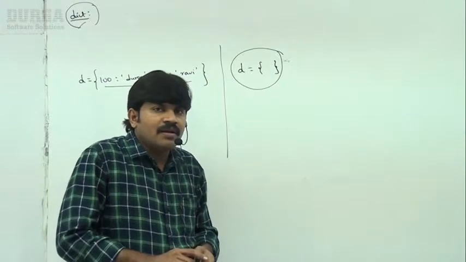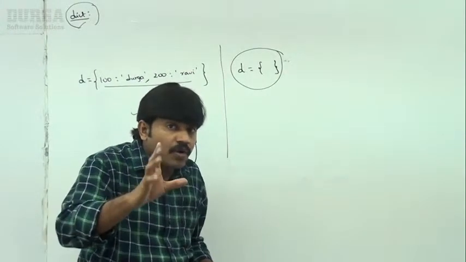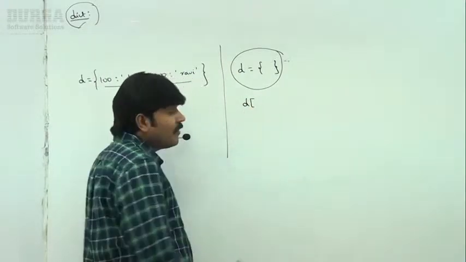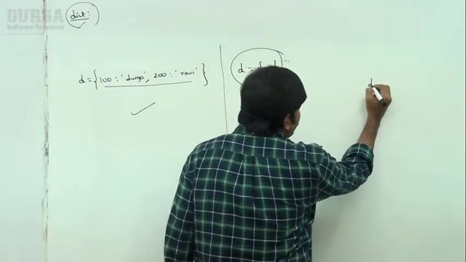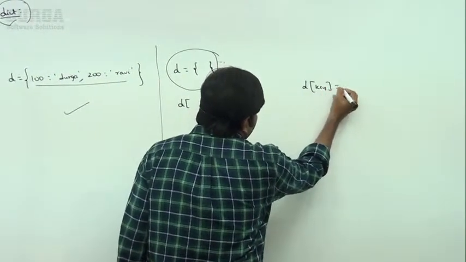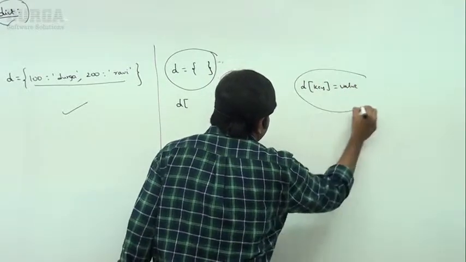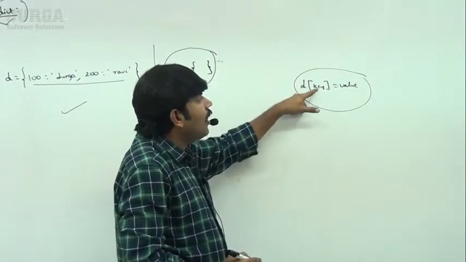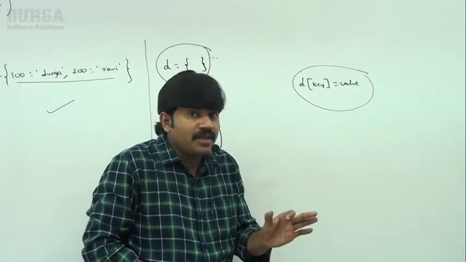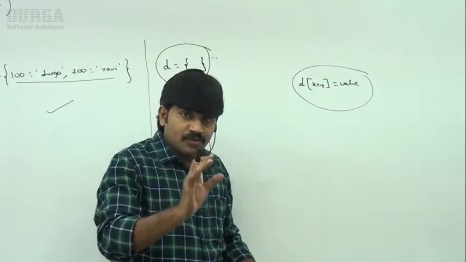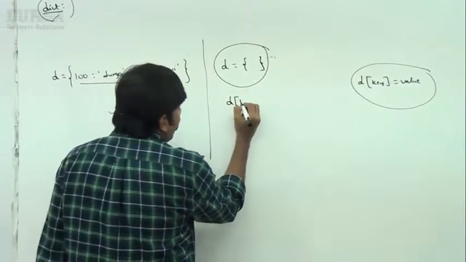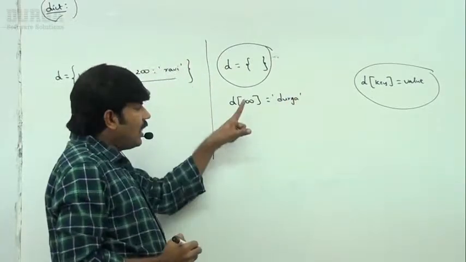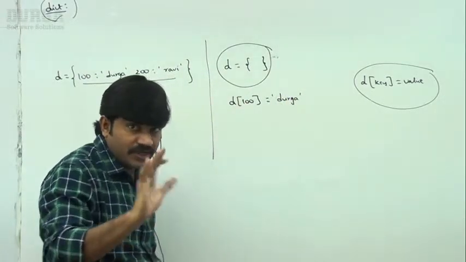Now I want to add a key value. What is the option? Very simple: d[key] = value. This is the syntax. If you want to add one key value to the dictionary, write d[key] = value, and automatically this key value will be added to the dictionary. Now d[100] = 'Durga', so 100 Durga will be added to the dictionary.